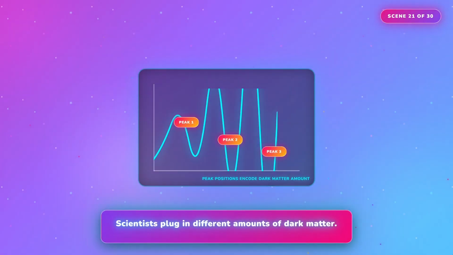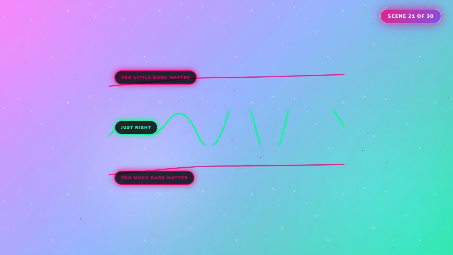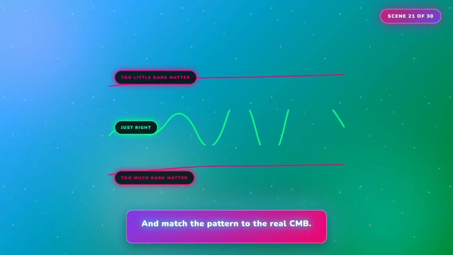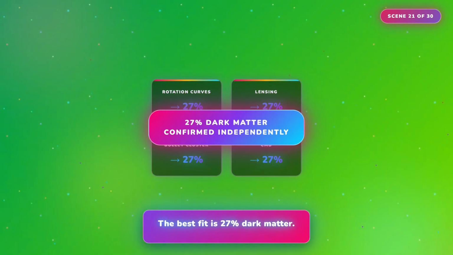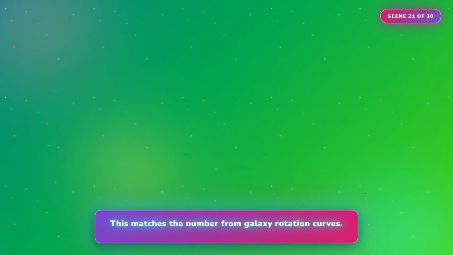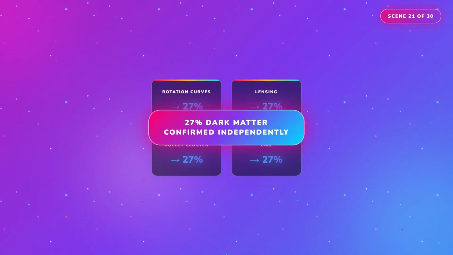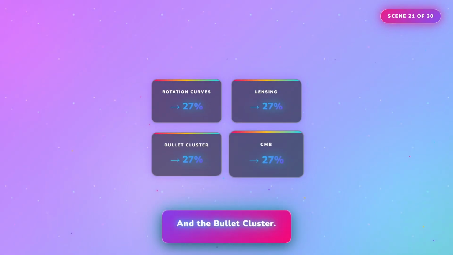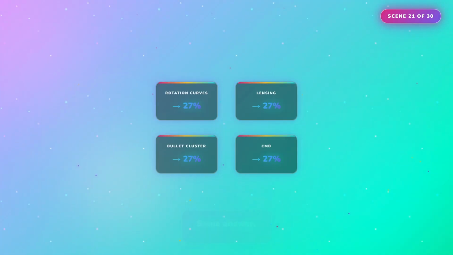Scientists plug in different amounts of dark matter. Too little. Too much. Just right. And match the pattern to the real CMB. The best fit is 27% dark matter. This matches the number from galaxy rotation curves, gravitational lensing, and the bullet cluster. All independent measurements. Same answer.